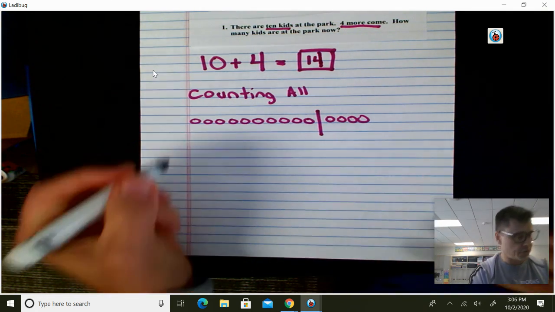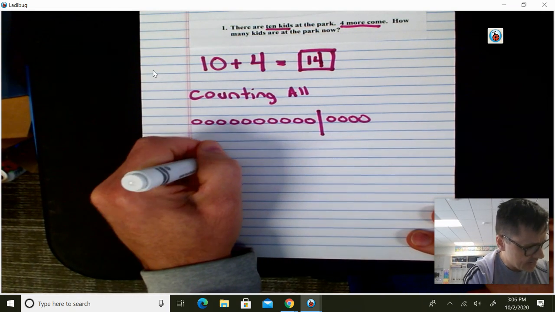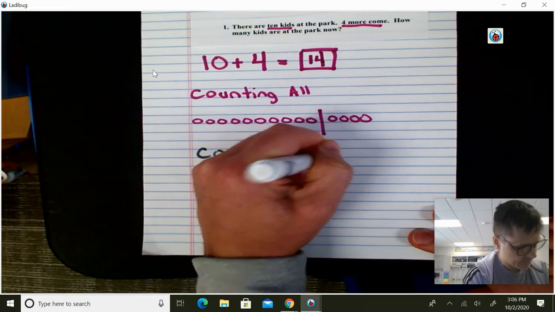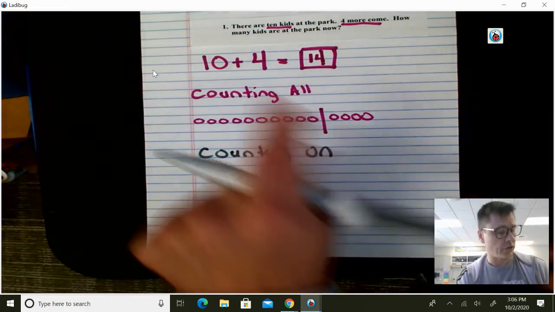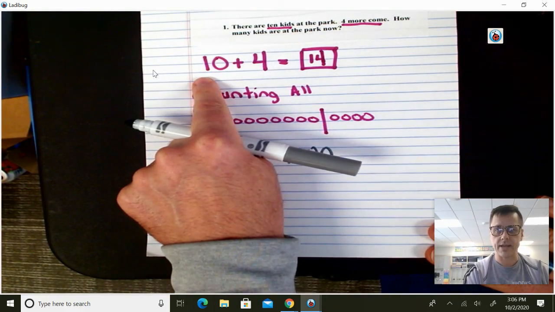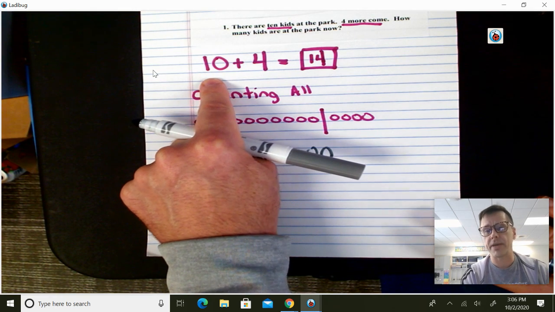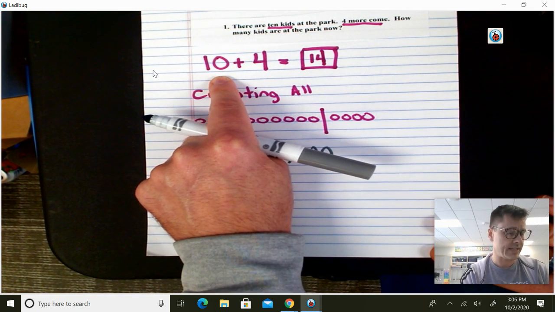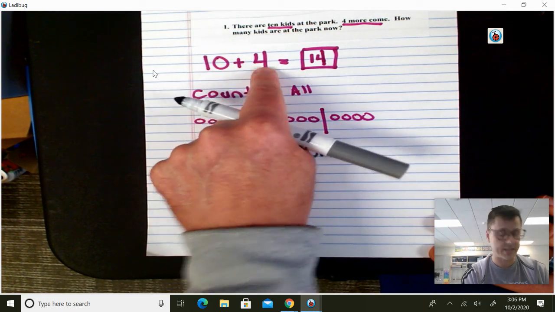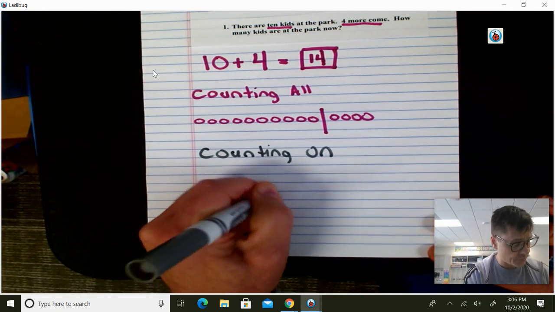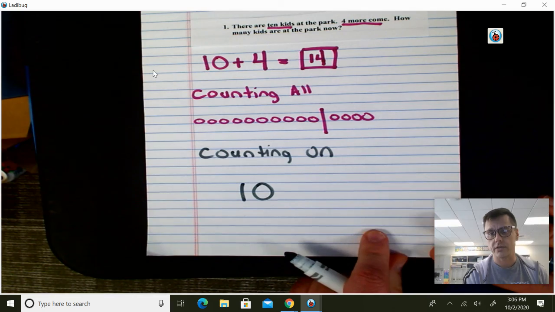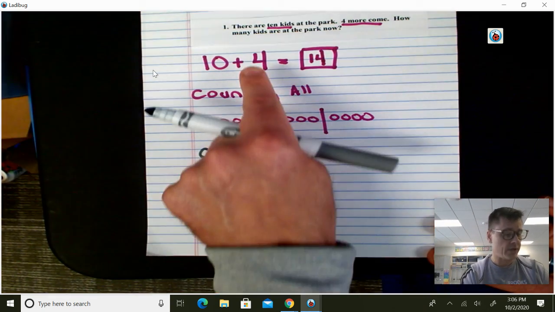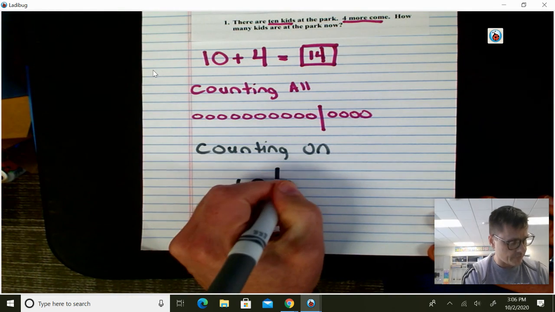Now I need to do the counting on strategy. And this time, I'm going to look at my equation up here again. I'm going to look at the two add-ins, and I'm going to pick the biggest number. I know 10 is the bigger number because it takes longer to count to 10 than it does to 4. So I'm just going to write the number 10 right here. And then I'm going to make my break apart stick again.